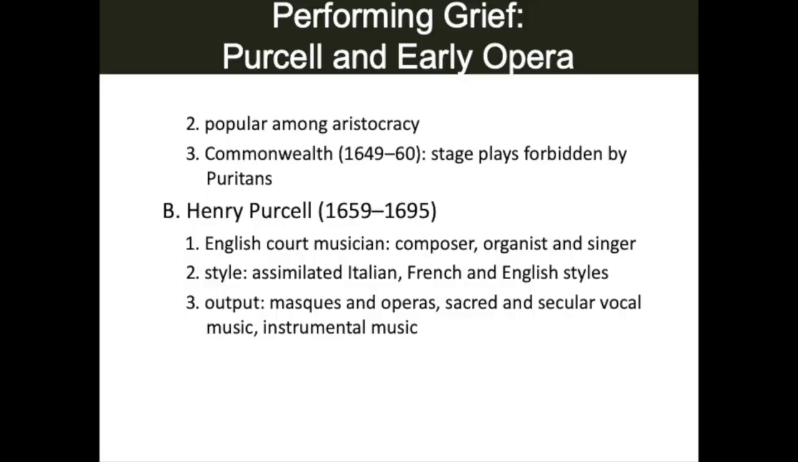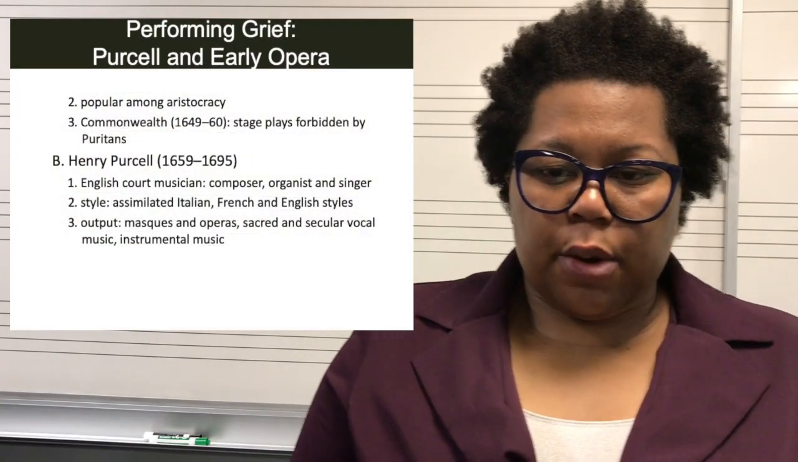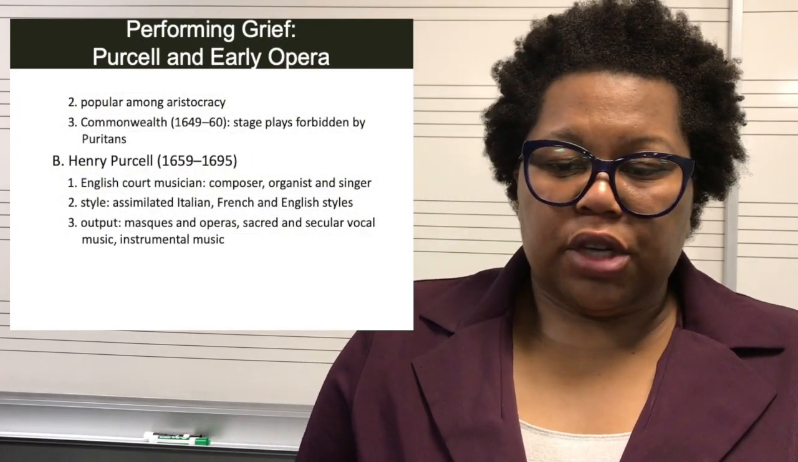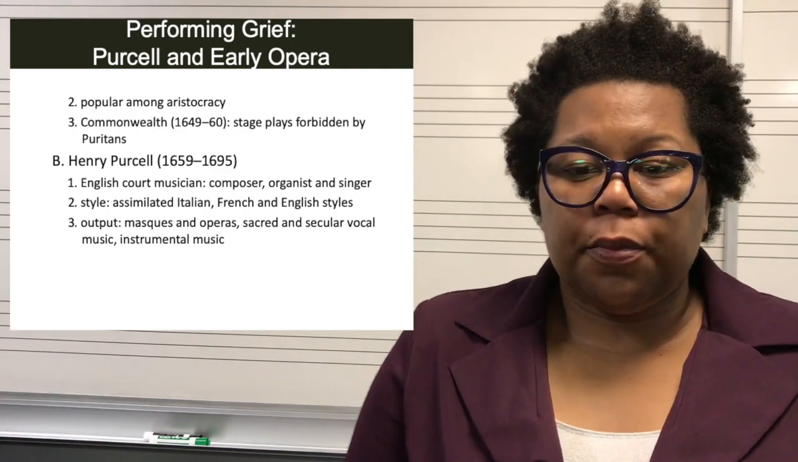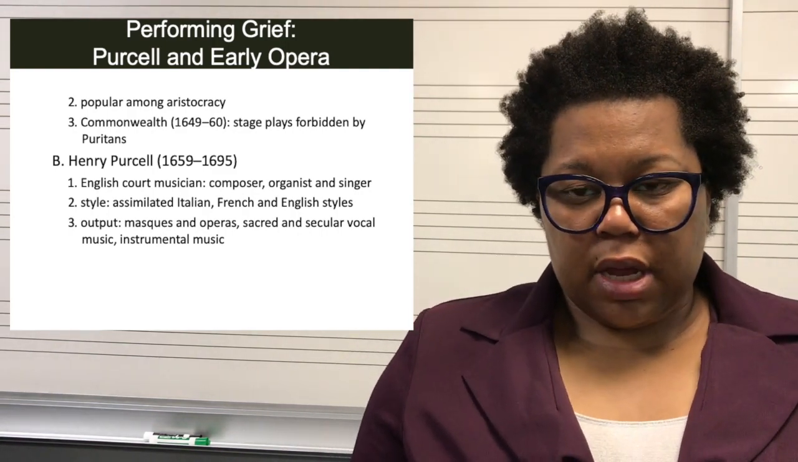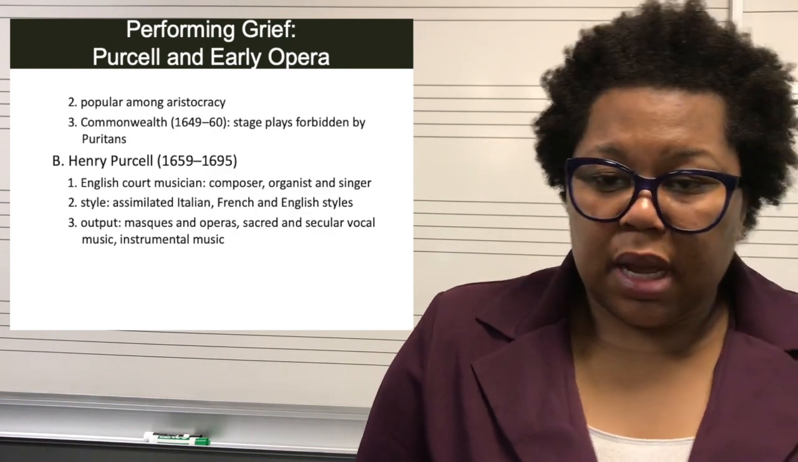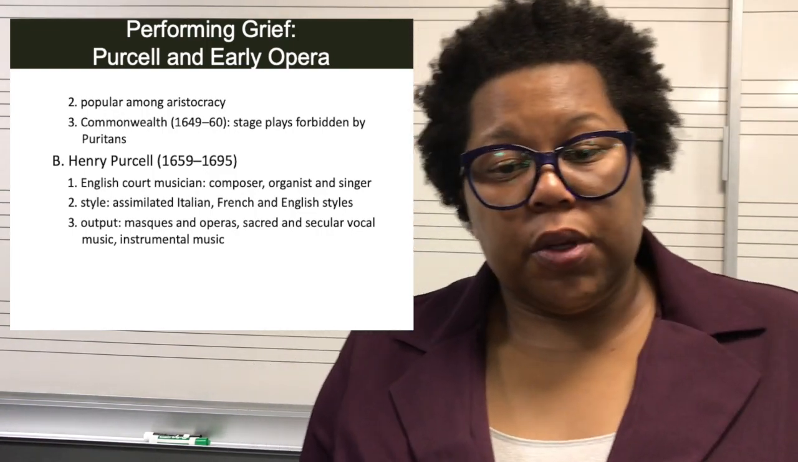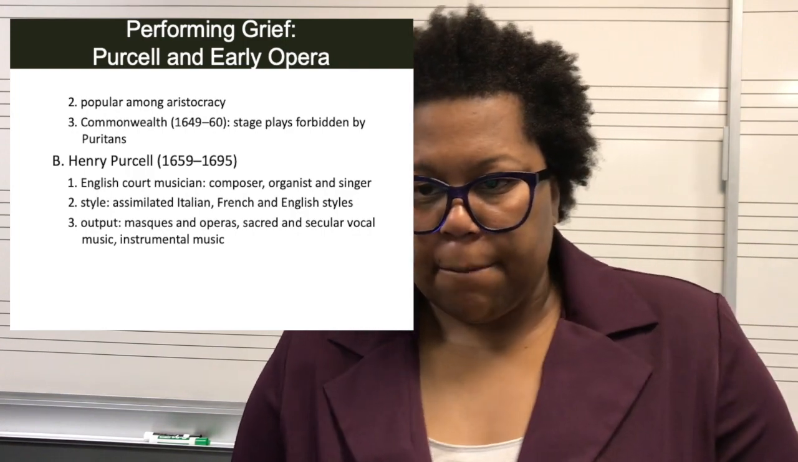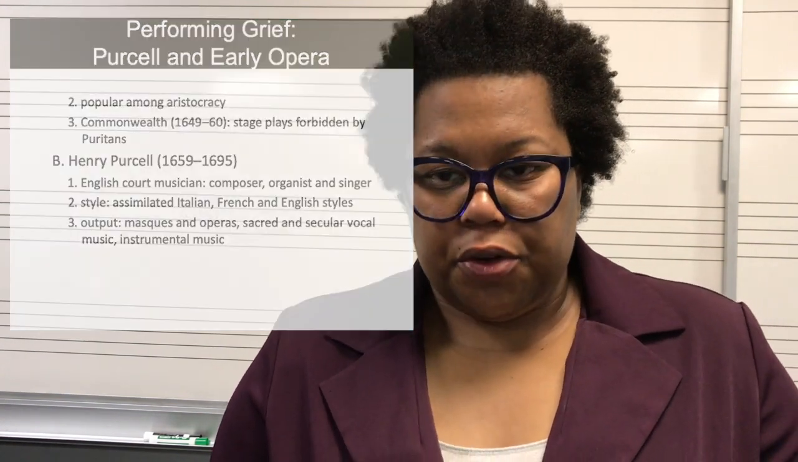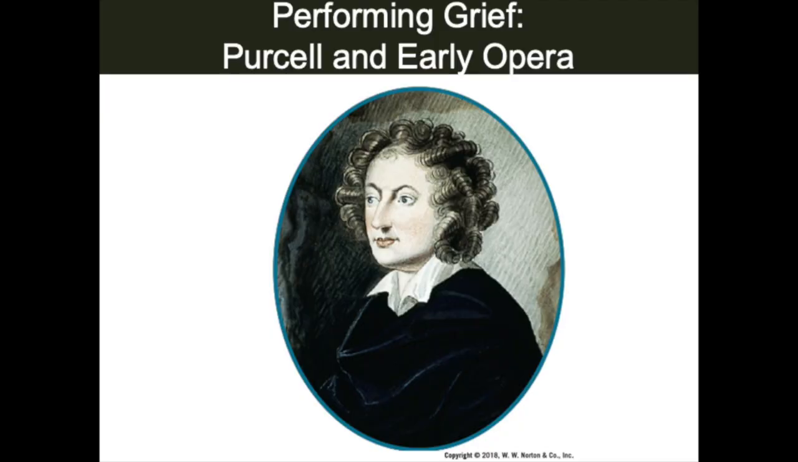Our first English composer is Henry Purcell, and he was around from 1659 to 1695. He was an English court musician, composer, organist, and singer. And in the style that he wrote, he assimilated the Italian, French, and English styles, which made him very popular. His output included masques and operas, sacred and secular vocal music, as well as instrumental music. And here we have a picture of Purcell, that curly hair.